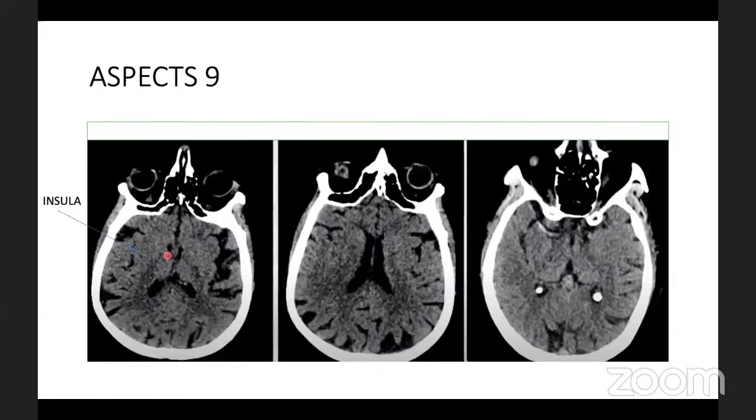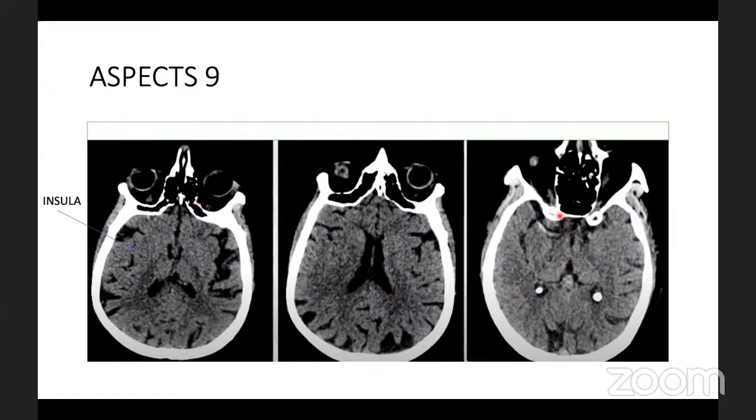At the ganglionic level, we see the caudate not involved, the globus pallidus and lentiform not involved, and the posterior limb of the internal capsule not involved. It is only the insula that is involved. Again, M1, M2, M3 are uninvolved, and at the supraganglionic level, M4, M5, M6 are uninvolved. So the CT ASPECT is 9. There is no bleed; we have ruled out bleed.